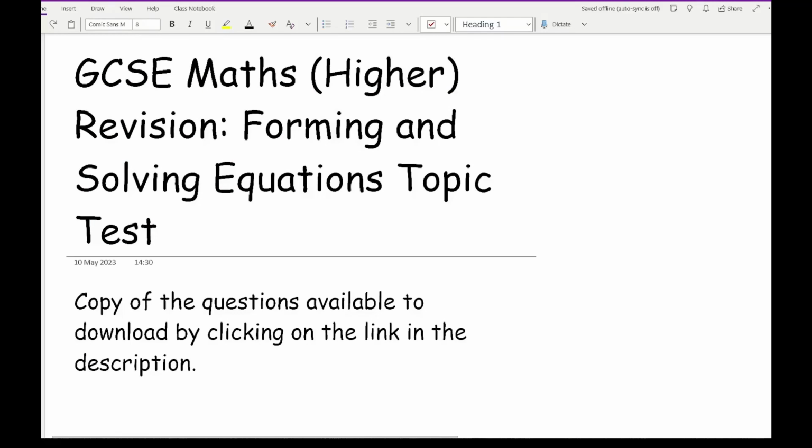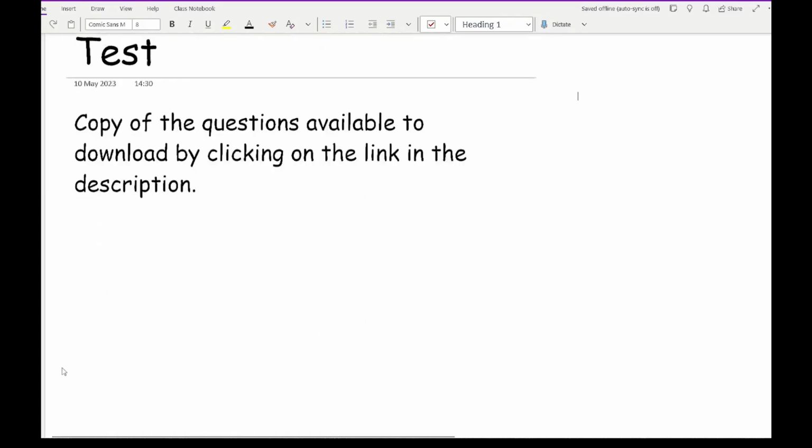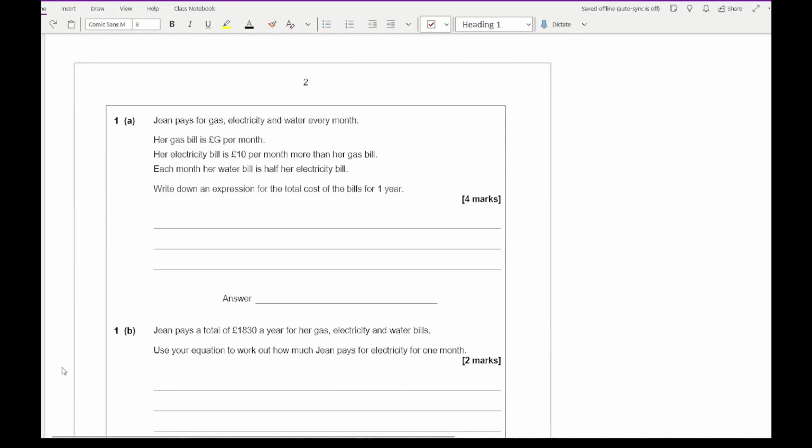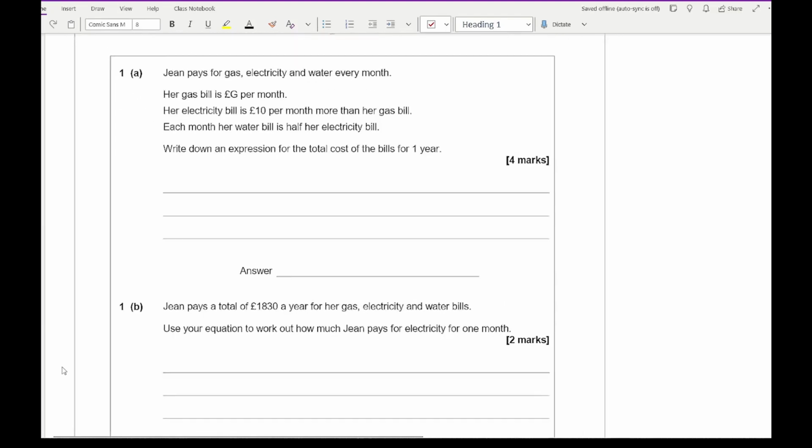So let's get straight into this GCSE Maths higher revision topic test on forming and solving equations. So looking at question 1, let me just zoom in so we've got a better view of it on screen.